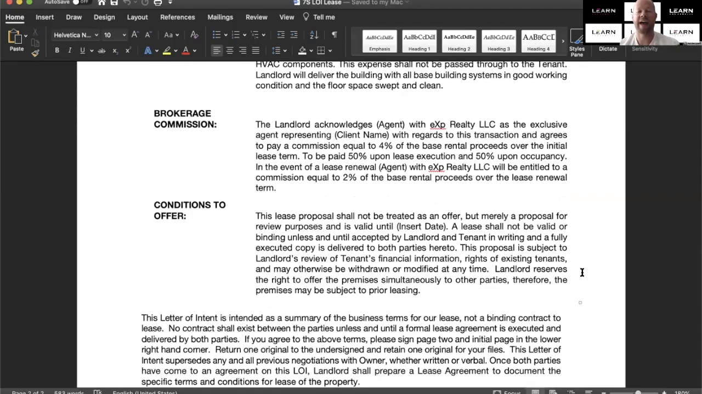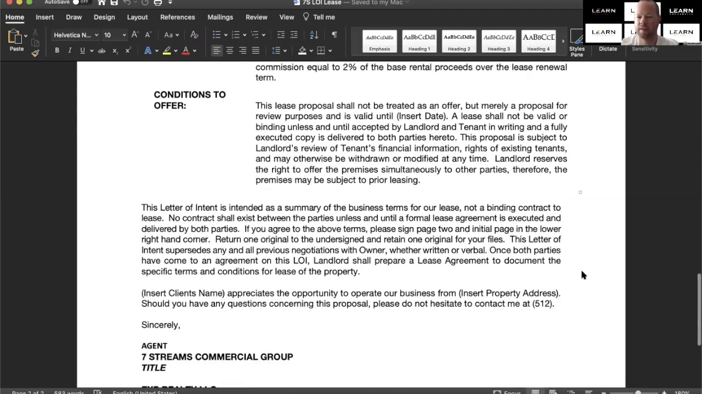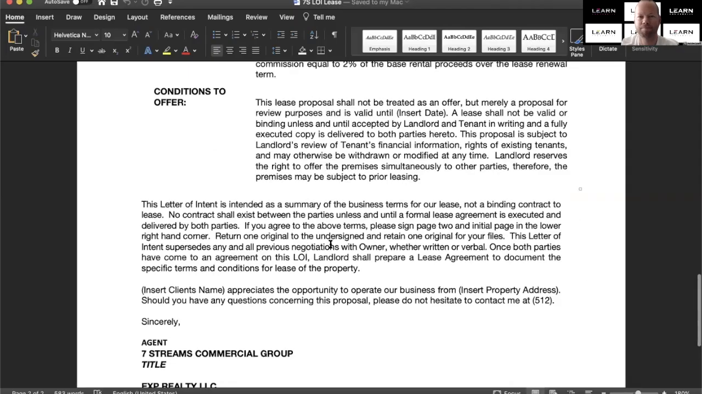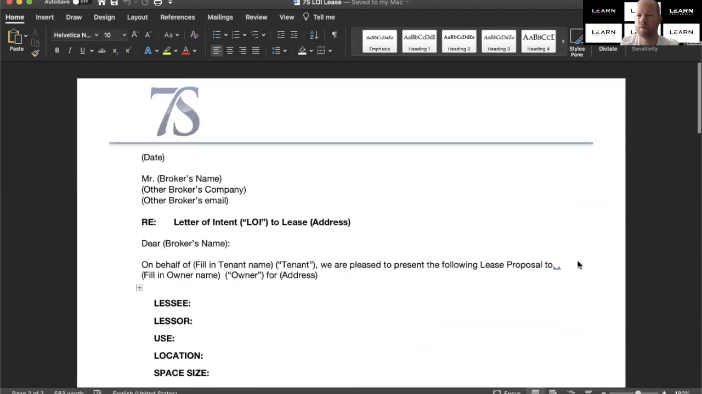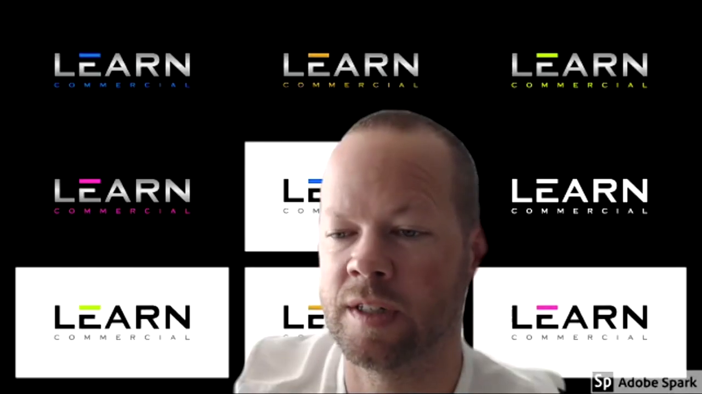All right, conditions to offer. If there's anything you need to add in there, just to have clarity. And then of course, this letter of intent, just basic terminology there, how to contact me, etc. So that is a basic letter of intent.